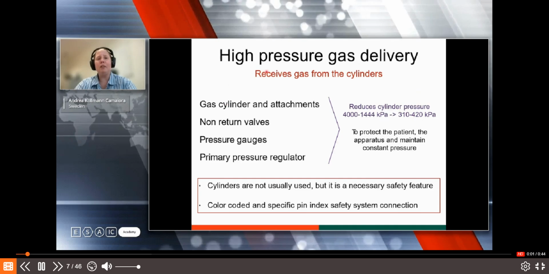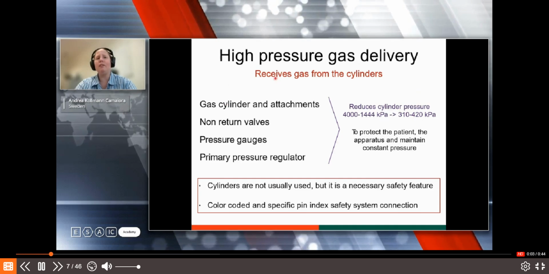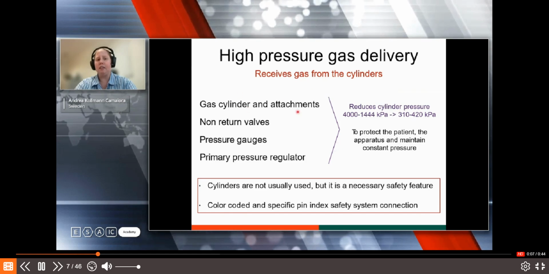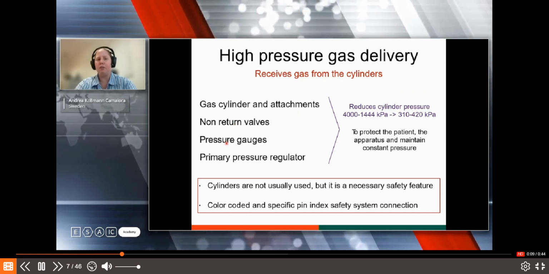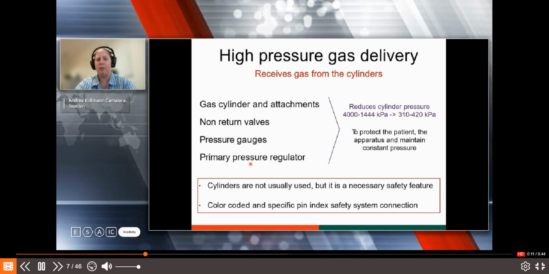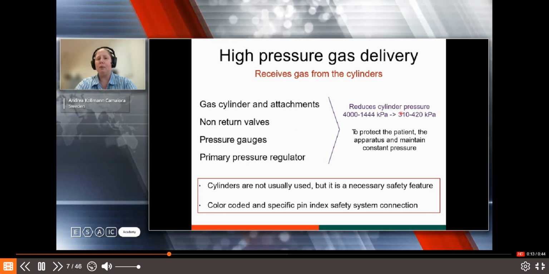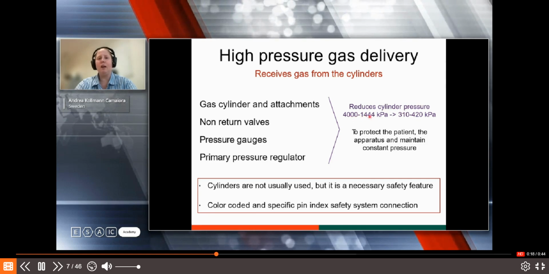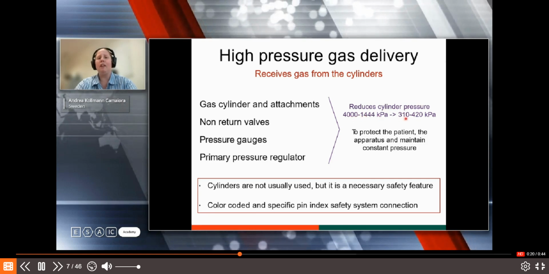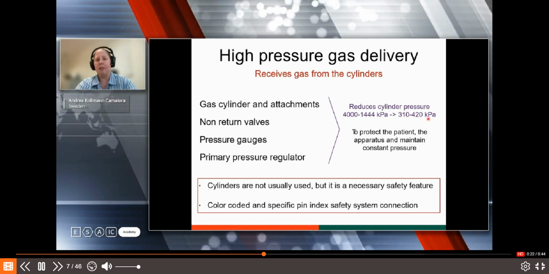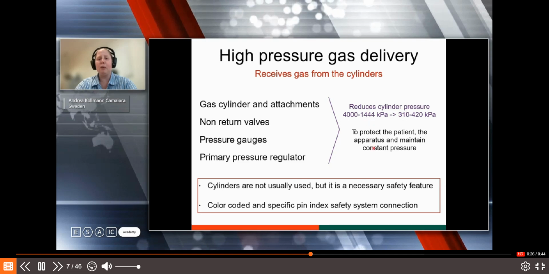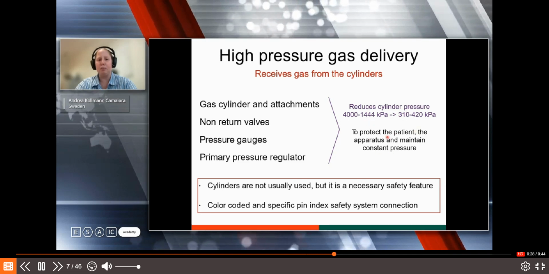The high pressure system receives gas from the cylinders. So it includes the cylinders, their attachments, the valves, the pressure gauge, and the primary pressure regulator. It reduces the pressure from 4,000 to 14,000 kilopascals to about 310 to 420 kilopascals, which is 3 to 4 atmospheres. And this is to protect the patient, the apparatus, and maintain a constant pressure.